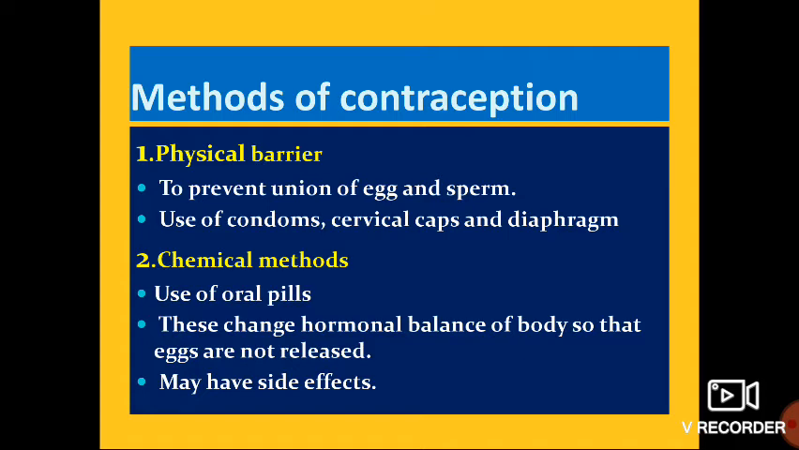Use of condoms in the case of males and cervical caps and diaphragms in the case of females are examples for physical barriers of contraception. Next is chemical methods of contraception. That includes use of oral pills or tablets. But there are some side effects for these chemical methods. These change the hormonal balance of the body so that eggs are not released. Thereby fertilization will not happen. It may have side effects in some persons.